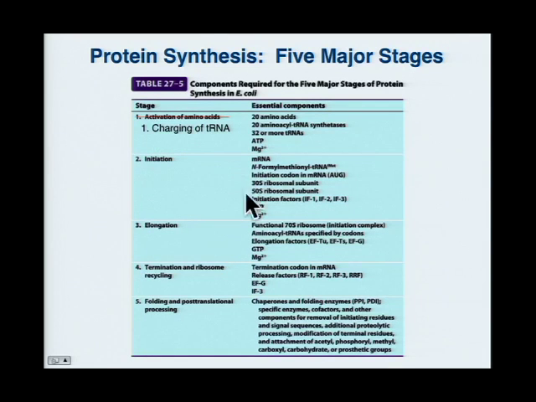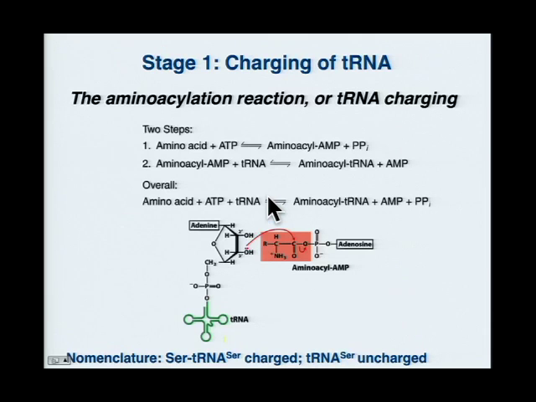We have initiation, elongation, termination, and folding and processing. So we're going to be looking through all these steps. We can come back to this table as we go through this. So step one, the charging of tRNA. And this occurs in two steps by one enzyme.